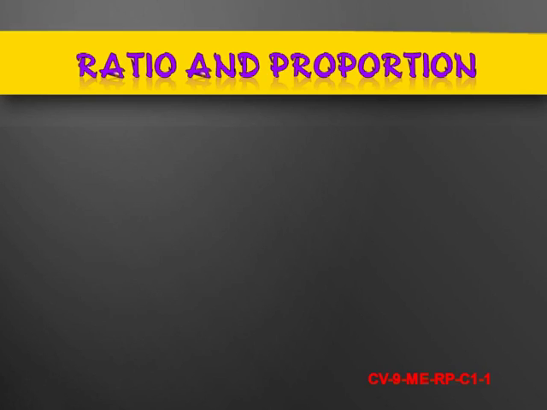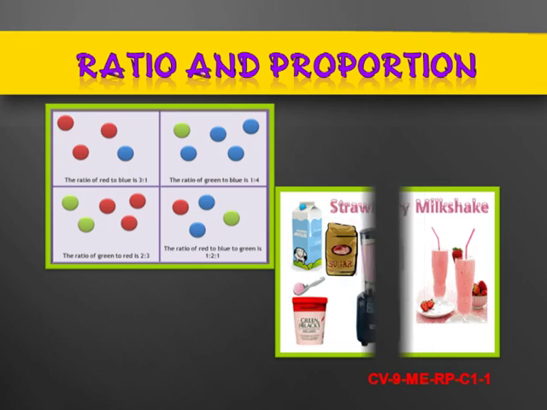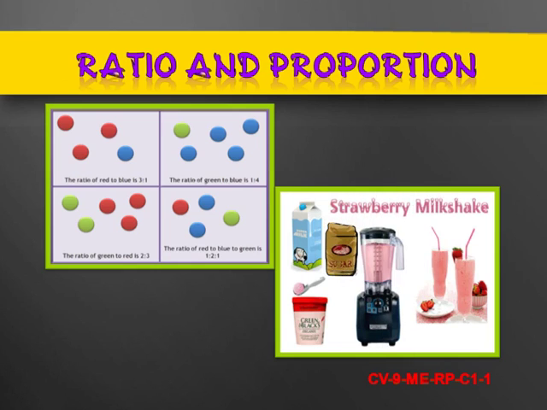Ratio and proportion. Observe these pictures showing colored balls and milkshake. We compare the number of red, blue and green balls and say the ratio of red to blue is 3:1, etc. You might have tasted different varieties of milkshakes. The ingredients milk, ice cream, essence and sugar must be mixed in a desired proportion to get a desired flavor.